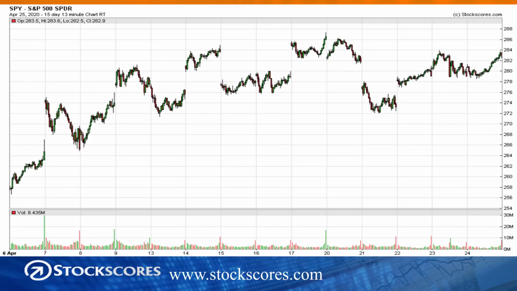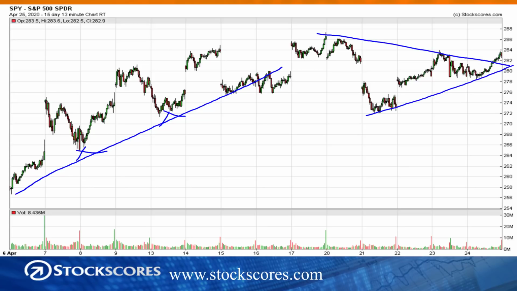So this is a 15-day, 13-minute chart. And again, we can define inflection points, draw a line across them. And we can do that for tops as well. Pretty simple, just draw lines on the chart. Now notice it doesn't always work. We had the break of an upward trend line there, but notice that this top was higher than the previous one. We want falling tops before the break of an upward trend line.